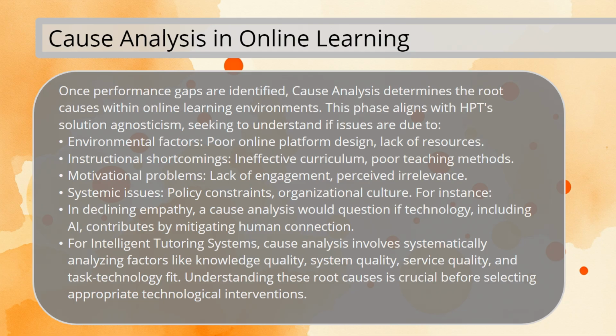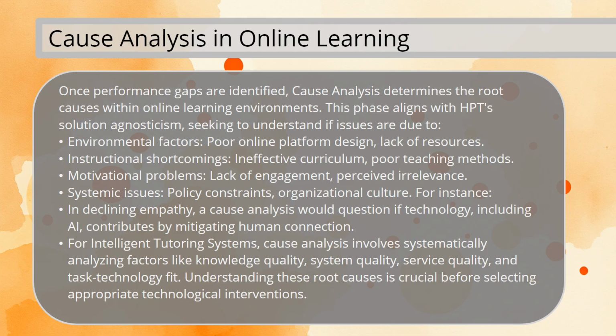Could they be motivational problems, perhaps a lack of student engagement or perceived irrelevance of the learning contents? Or are they deeper, more systemic issues like restrictive policies or an organizational culture that doesn't support online learning effectively? Consider the example of declining empathy we mentioned earlier. A cause analysis in that scenario would question whether technology itself, including AI, might actually contribute to this deficit by mitigating genuine human connection, as Roy explored in 2021.